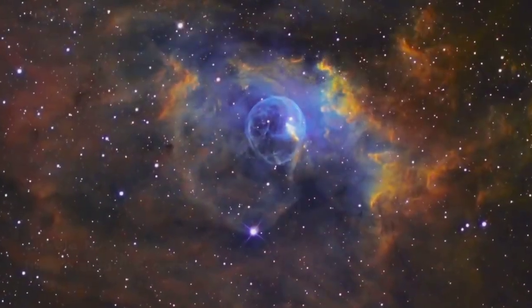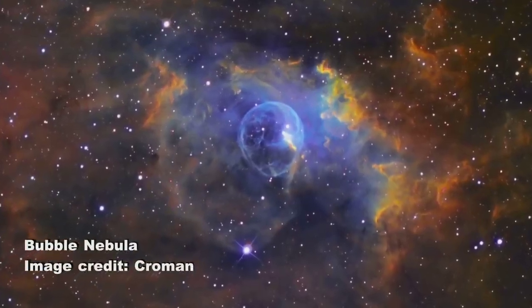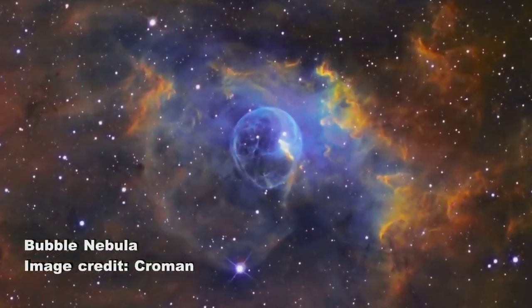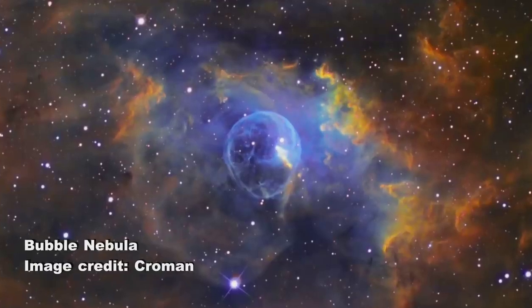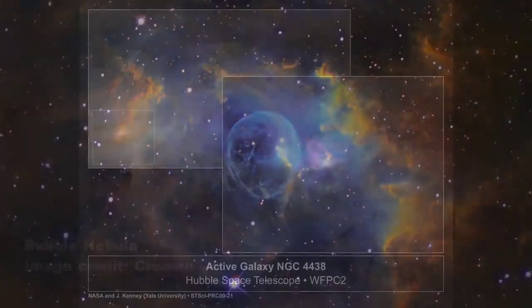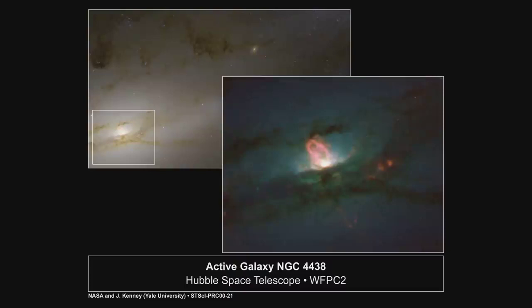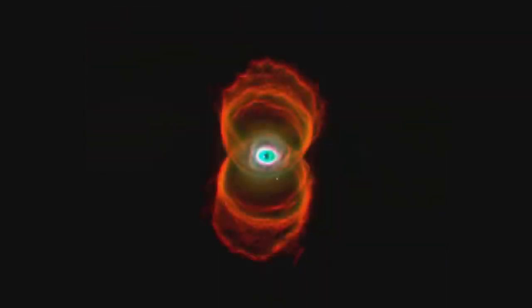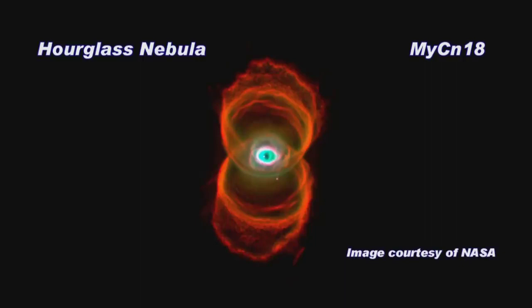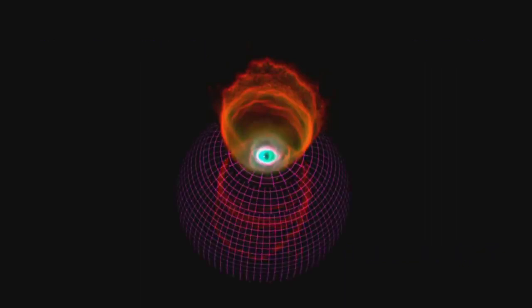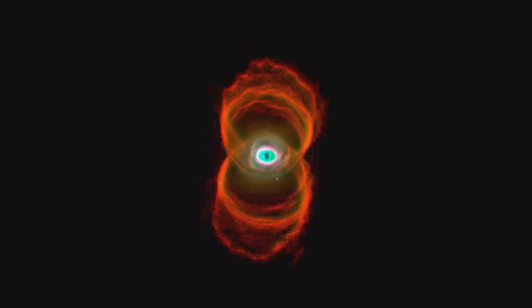The Bubble Nebula is clearly in the bottom of a bowl. Then active galaxy NGC 4438 is shown here with the bubble that it contains. By now you don't even need me to show you the bowl-shaped magnetic fields that form the infamous Hourglass Nebula. You can even see the confinement dome down inside the Hourglass Nebula.